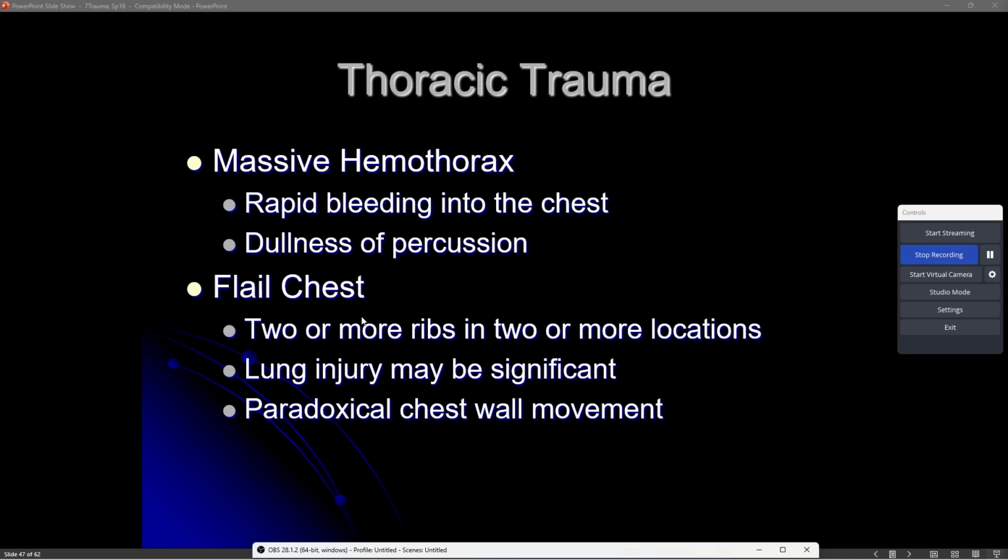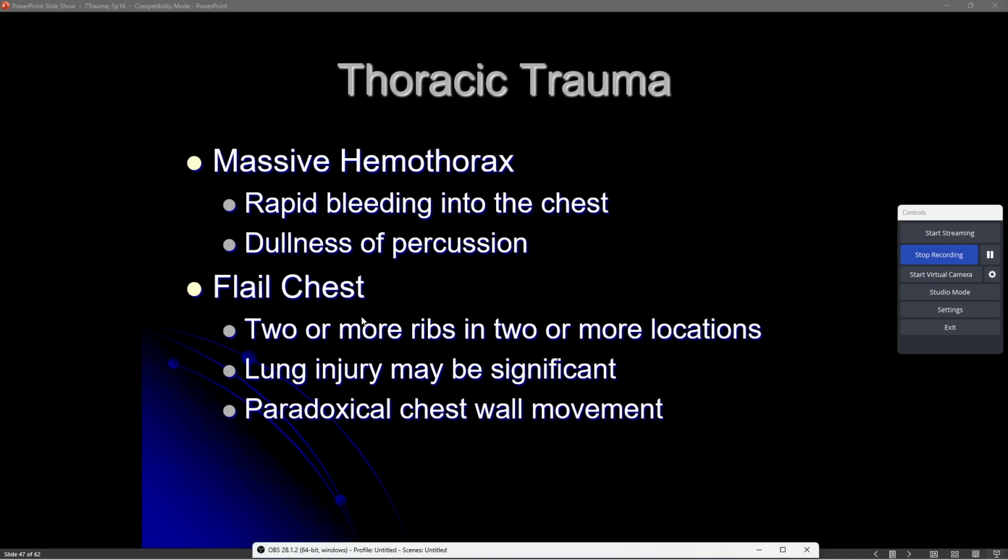Flail chest, wink wink shooting star, put a star next to this and write this down. A flail chest is described as two or more ribs broken in two or more places. These ribs, or flail chest segments, typically move in what is called a paradoxical motion. That means when I take a breath in and fill my lungs, my chest should be getting bigger, moving out and away from my body.